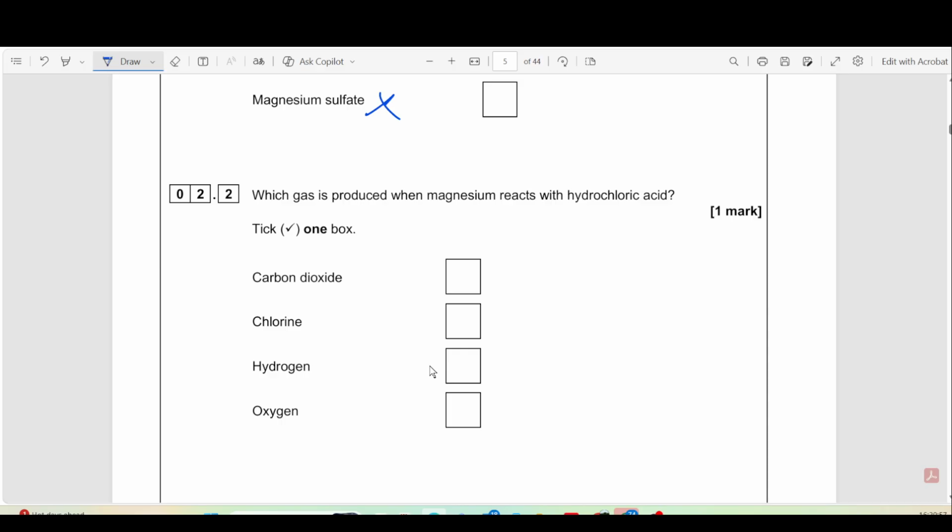Which gas is produced when magnesium reacts with hydrochloric acid? So the gas produced is hydrogen. Okay. Because whenever a metal like magnesium reacts with acid, it undergoes a displacement reaction, and it will produce hydrogen because here we have hydrogen, right?